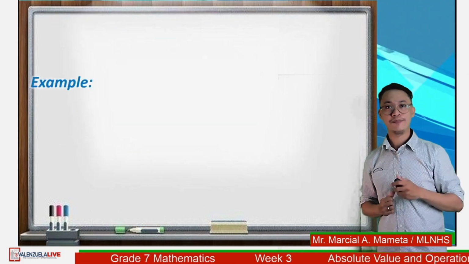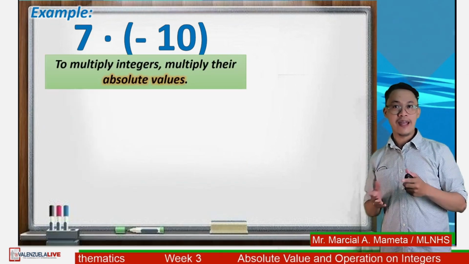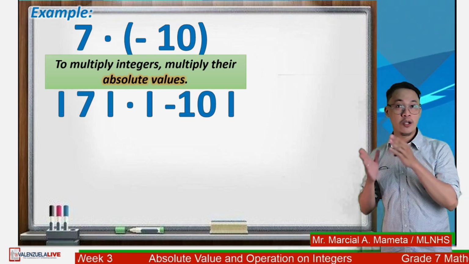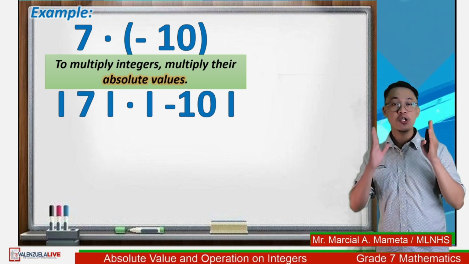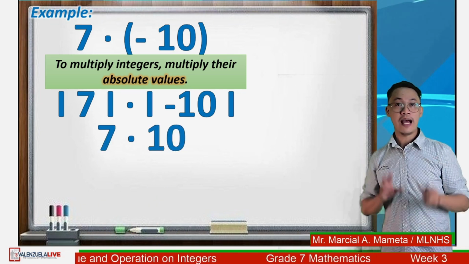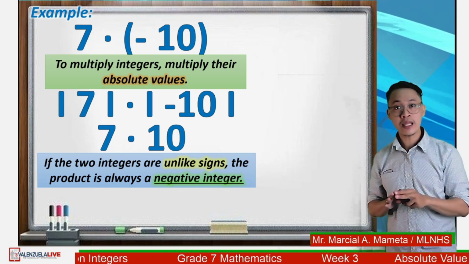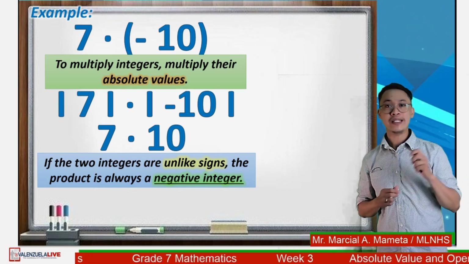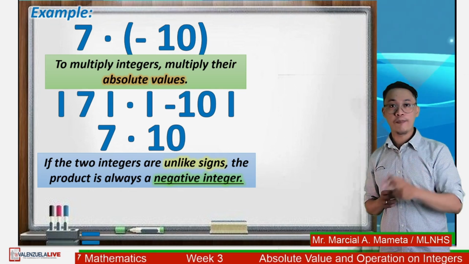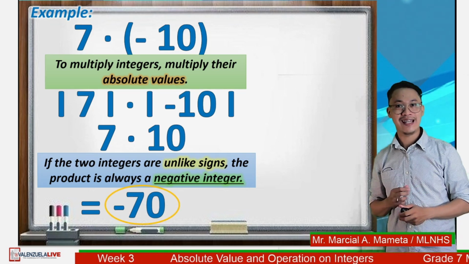How about this one? 7 times negative 10. Again, multiply their absolute values first. So we have the absolute value of 7 times the absolute value of negative 10. We have 7 times 10. Again, remember the rule. If two integers are of unlike sign, the product is always negative. We have 7 and negative 10. So therefore, the result is negative 70.